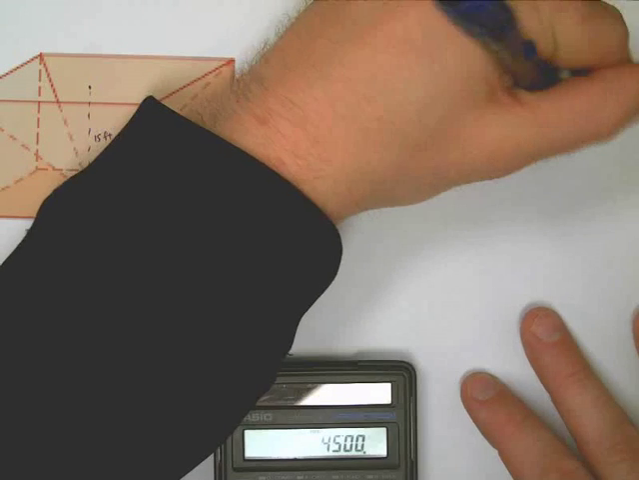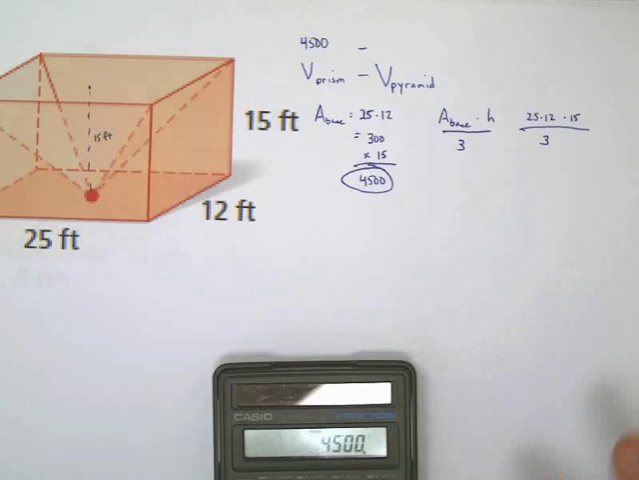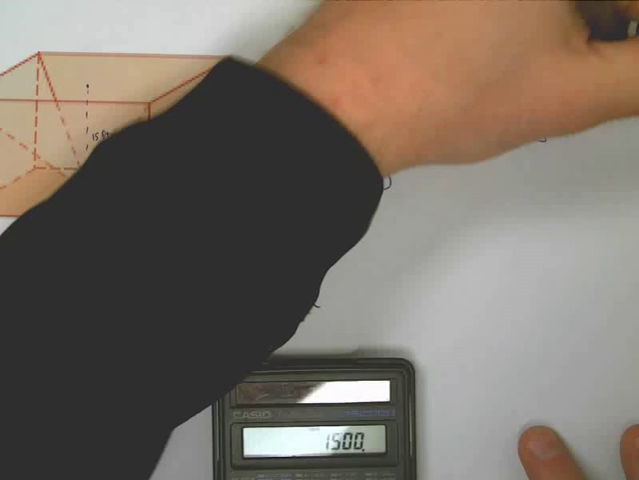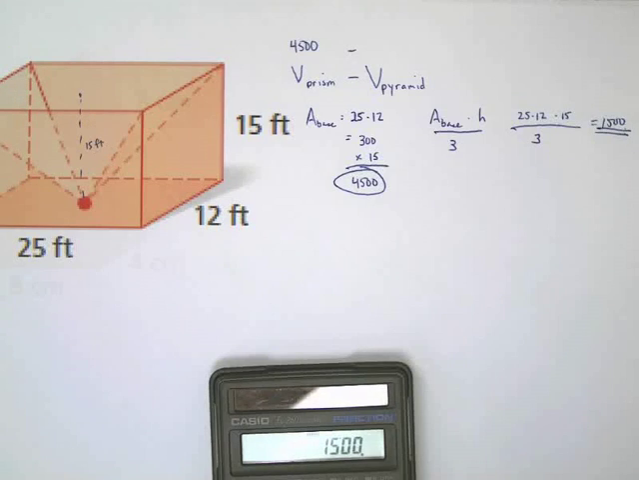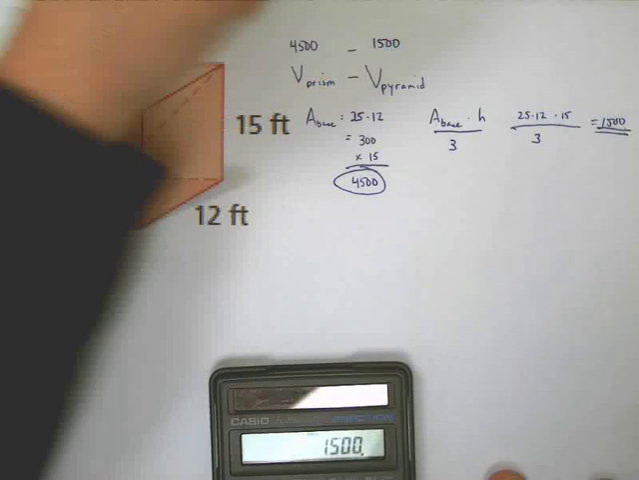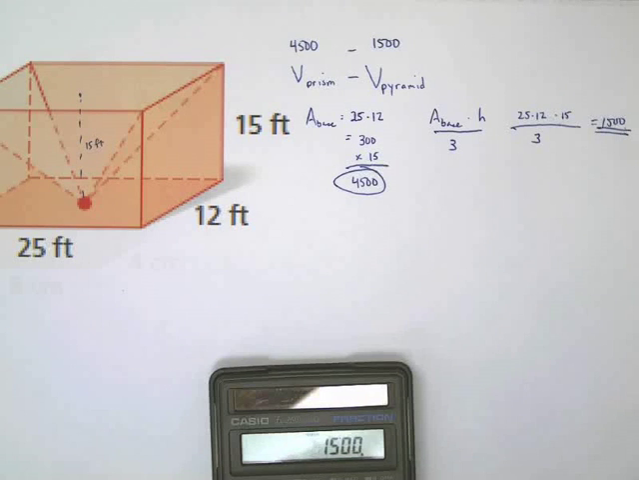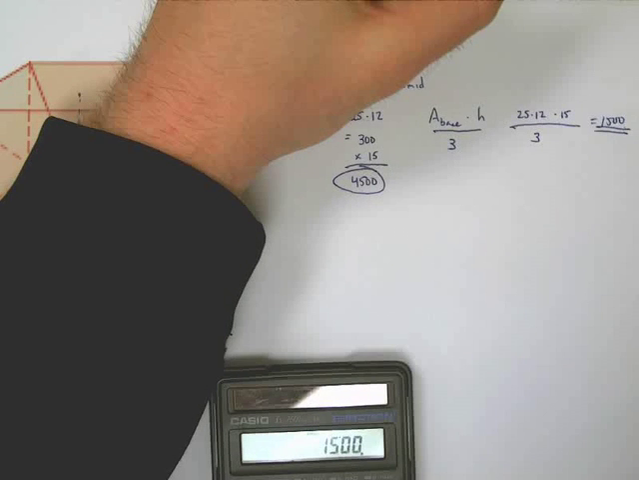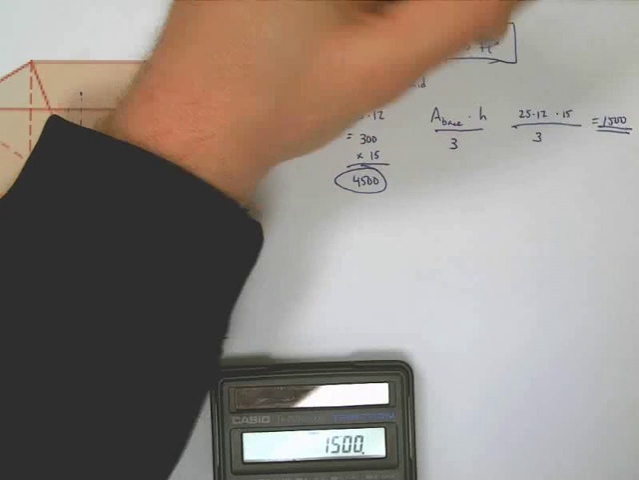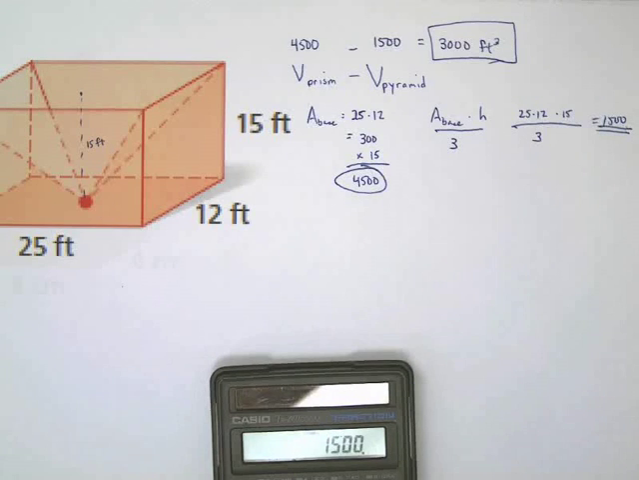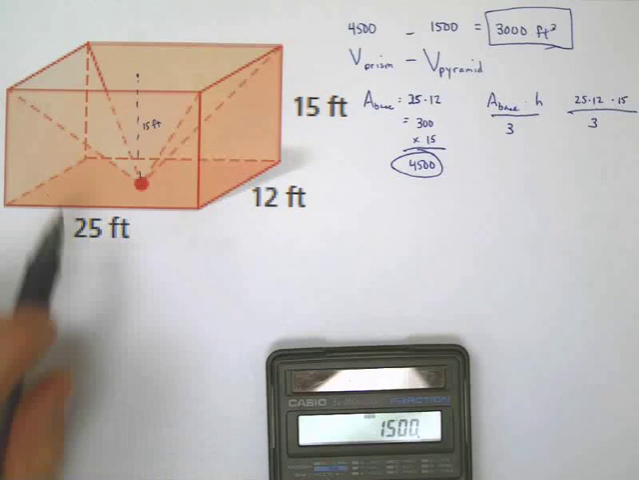The height of the pyramid is still 15, but I'm going to take that number and divide it by 3 because it comes to a point. So 4,500 divided by 3, that's 1,500. Okay, so if I take 4,500 and take out the pyramid, 1,500, I'm left with 3,000 cubic feet. Interesting idea there, right?